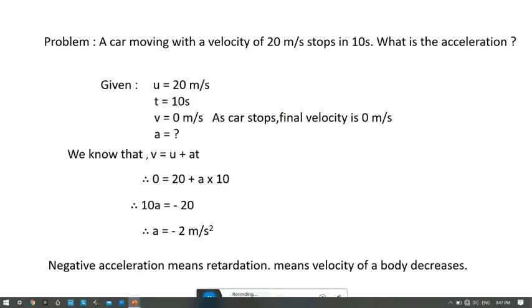So by using the first equation of motion, v is equal to u plus at, and putting in the values of the parameters, we get a is equal to minus 2 meter per second square. This negative acceleration means retardation, means the velocity of a body decreases.